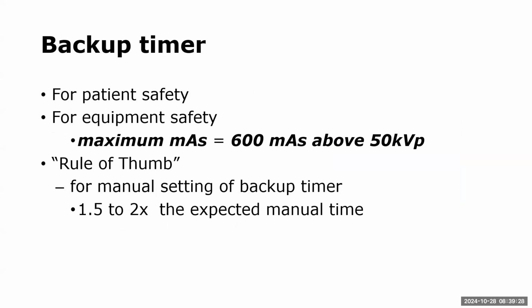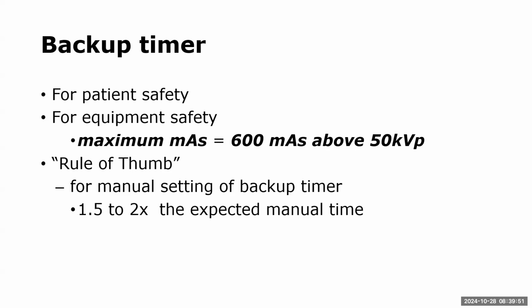That way, if you make a mistake, you haven't really overexposed them to 600 mAs. So what would our backup mAs need to be if our expected mAs was 20? What would it need to be? 40? It could be 40. It could be 30 to 40, right? Because we're saying 1.5 to 2 times.